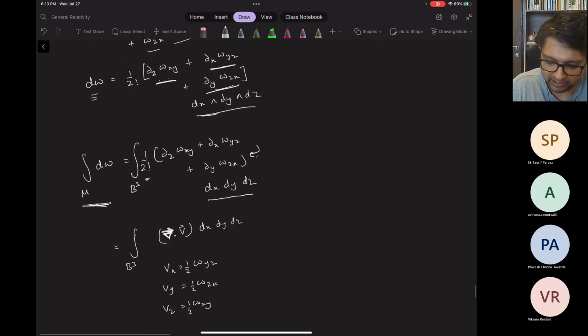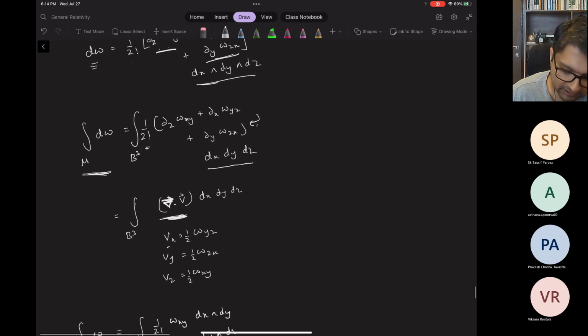Now the claim is that I can think of this as the divergence of a vector field, where the components of the vector field are omega yz, omega zx, omega xy. So omega xy is the z component, this is the x component, and this is the y component. So I can write this as a divergence of a vector field, dx dy dz.